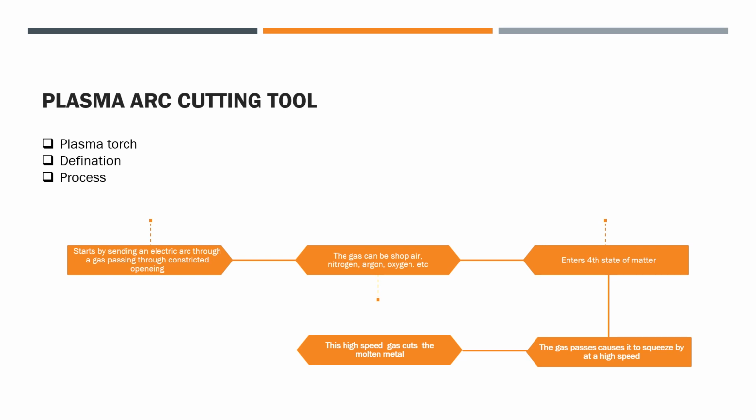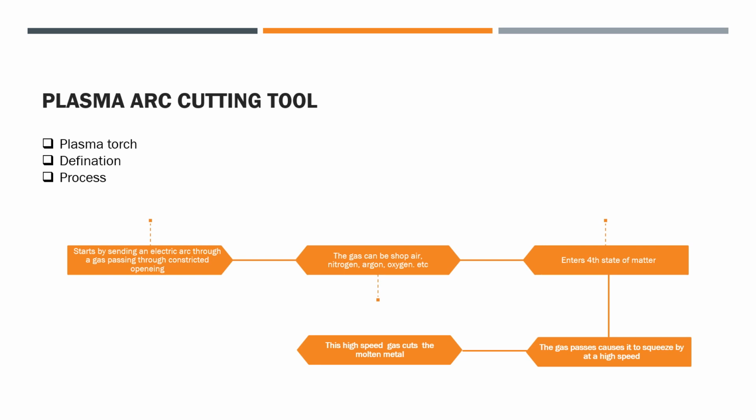and we know that the plasma arc cutting tool is also known as plasma gun, plasma cutter, or plasmatron. It is actually a device for generating a directed flow of plasma. So let's begin with its process. The plasma arc cutting tool or plasma cutter works by sending an electrical arc through the gas that is passing through a constricted opening.